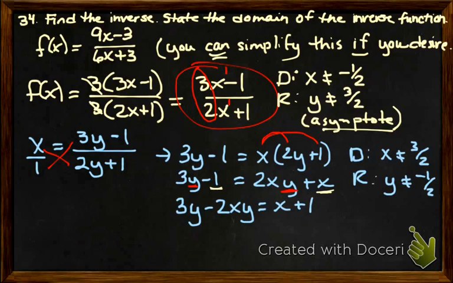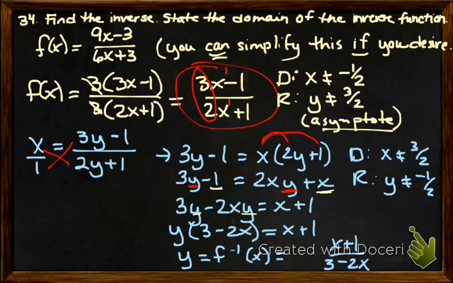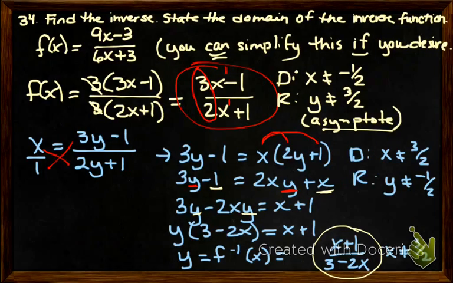Then the next thing I can do is factor out a y. And now I'm almost done. I can divide through by 3 minus 2x to get this answer right here. Now there are equivalent forms of this answer, depending on what side you pulled your x's and y's to. And we do need to remember that the domain of this function is the old range of the former function, so x cannot equal 3/2.